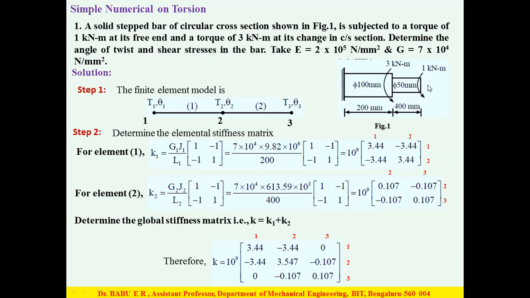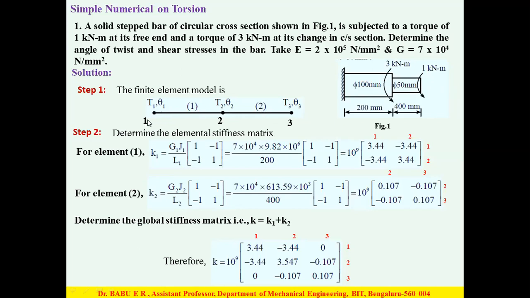We can model this by 3 nodes: node 1, node 2, node 3, and it is modeled by 2 elements. From here to here, it is a single element of uniform cross section. From here to here, it is another single element of uniform cross section. You take the direction along the same direction and represent the node numbers from left to right: 1, 2, 3. So 2 elements. This is element 1. This is element 2.